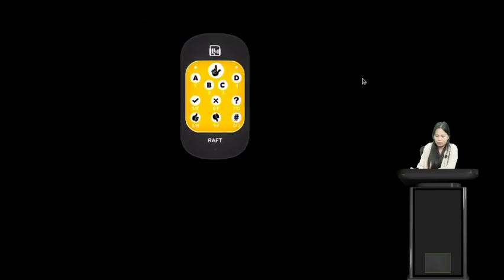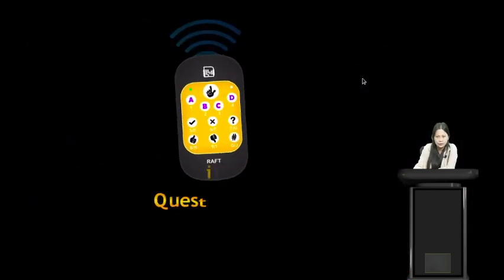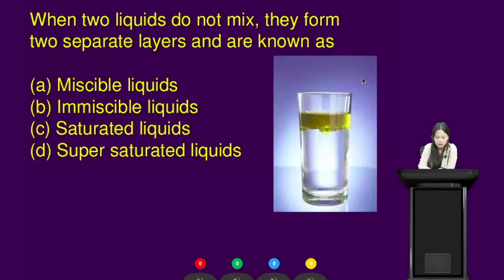Before we look into that, let us answer one more question. Please get your rough devices ready. The question is, when two liquids do not mix, they form two separate layers and are known as dash. Which of the following options is the correct answer? I'm giving you 15 seconds for this question. Your time starts now.